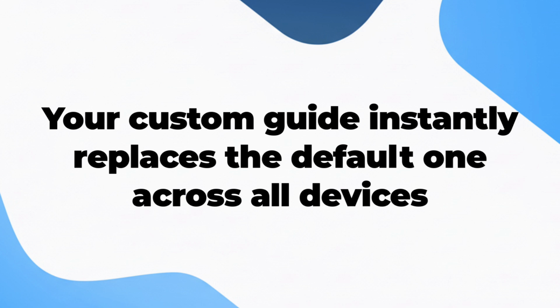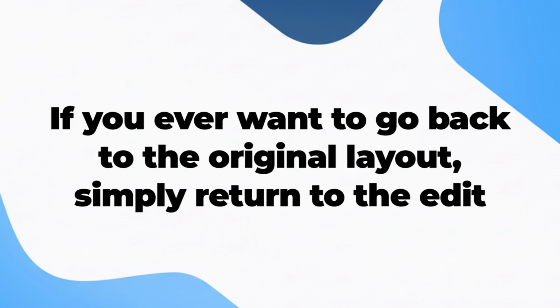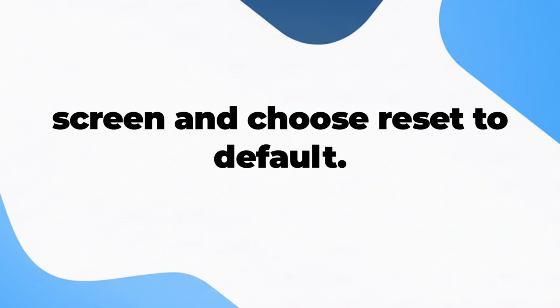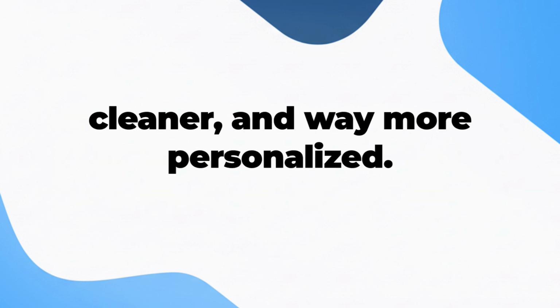Your custom guide instantly replaces the default one across all devices connected to your account, including TVs, phones, tablets, and computers. If you ever want to go back to the original layout, simply return to the edit screen and choose Reset to Default. Setting up your guide takes only a minute, but it makes browsing YouTube TV faster, cleaner, and way more personalized.